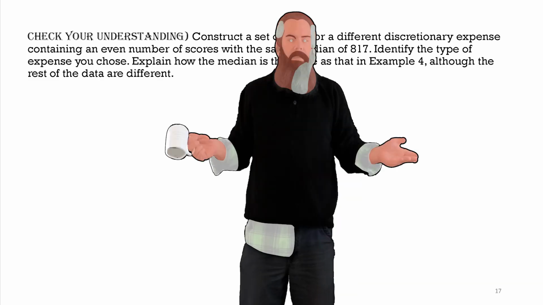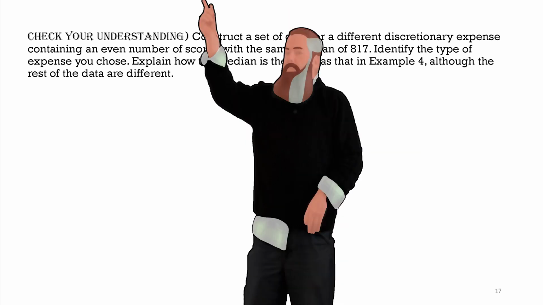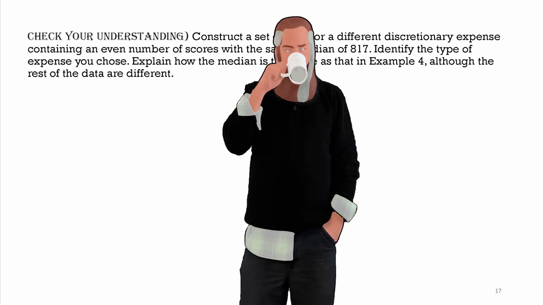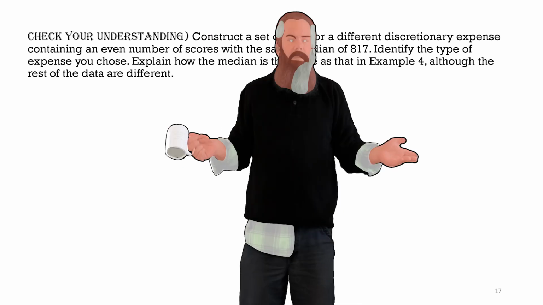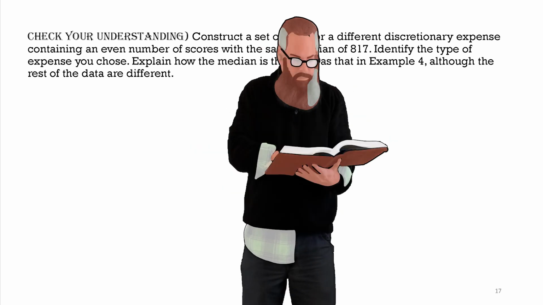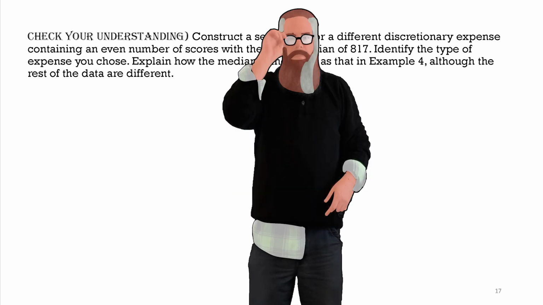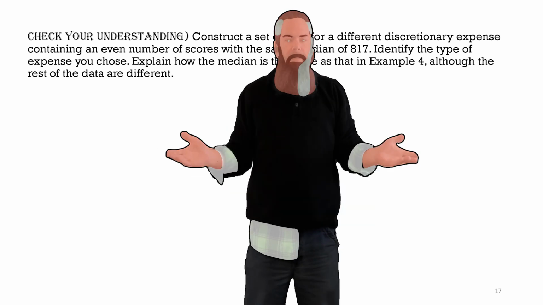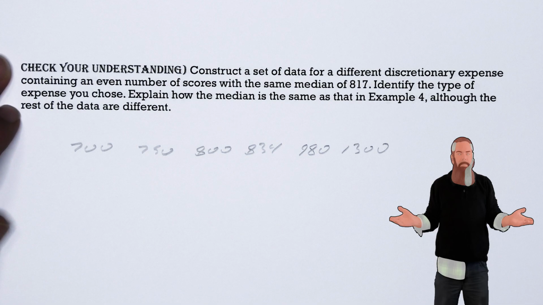Now let's check your understanding and construct a data set for a different discretionary expense containing an even number of scores with the same median of 817. Identify the type of expenses you choose. Explain how the median is the same as in example 4, although the rest of the data is different. Now, again, answers can vary, and this is just a sample.